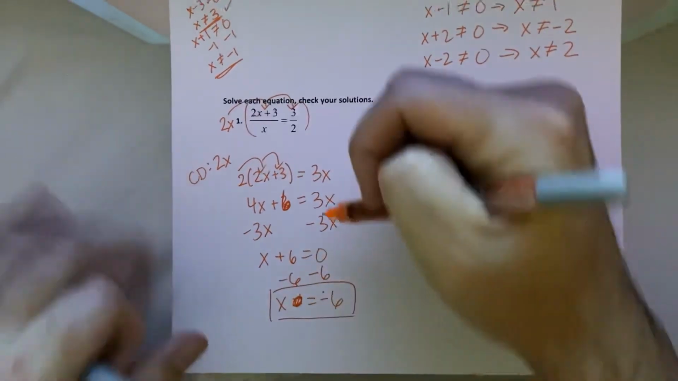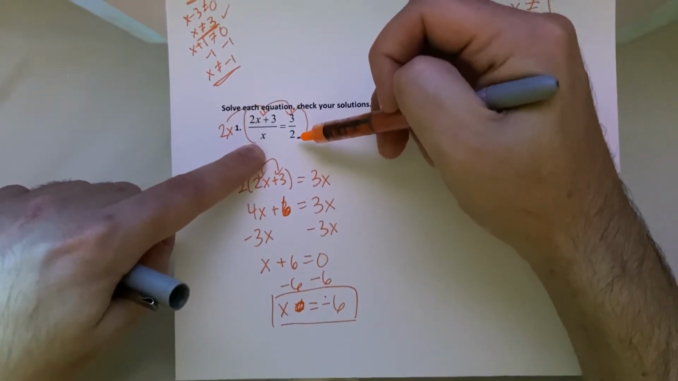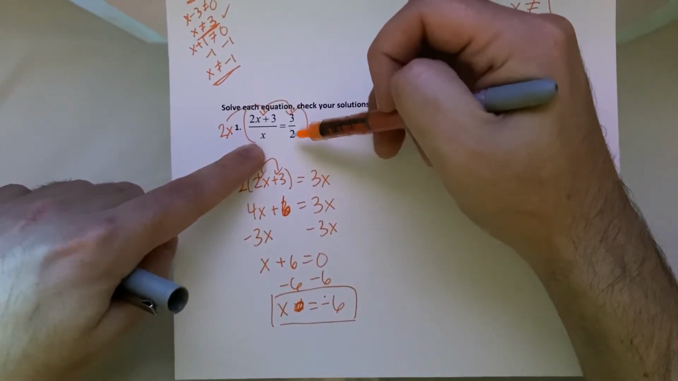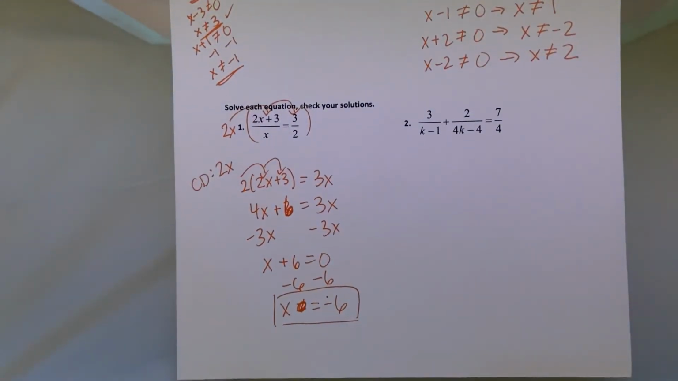We need to check, though, and make sure. If I plug in negative 6, doesn't make any of my denominators 0. It looks like the answer is no. This denominator would be negative 6. This one's 2 no matter what, so we're fine.